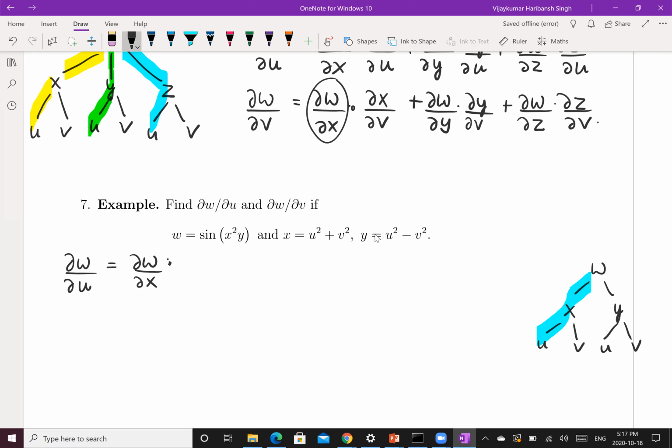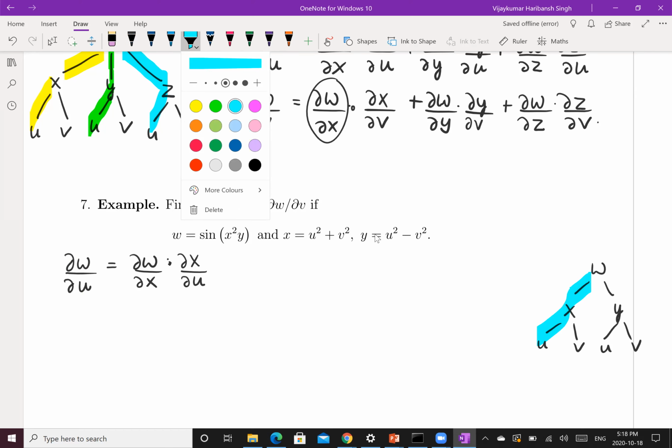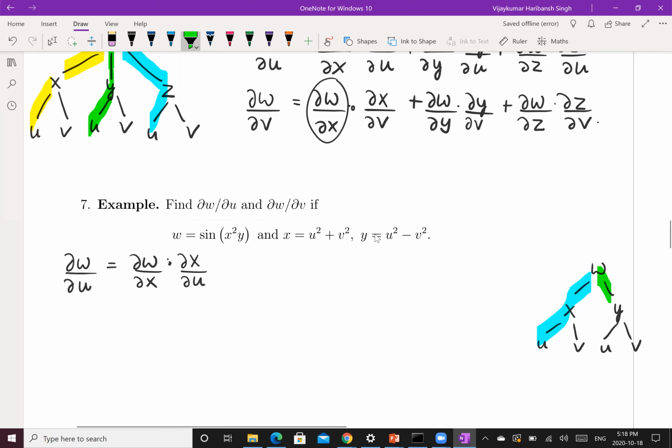So I have ∂w/∂x times ∂x/∂u. Now I'm going along this path, so I'm going to go ∂w/∂y times ∂y/∂u.